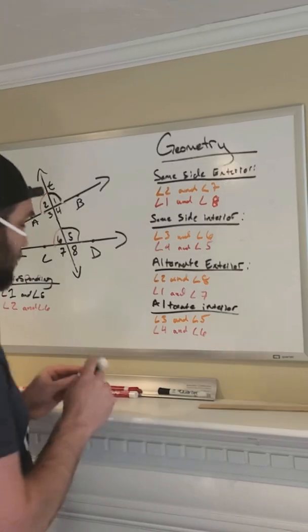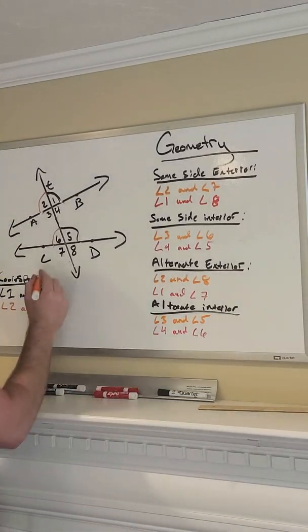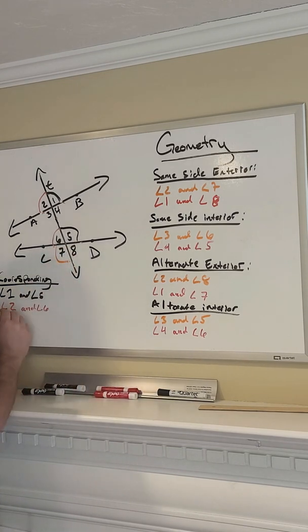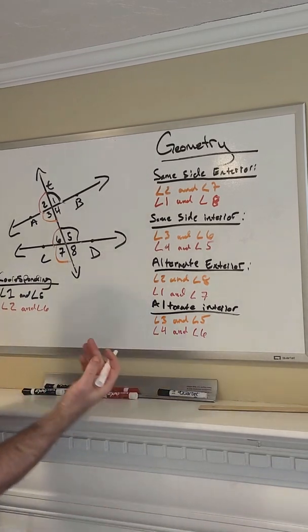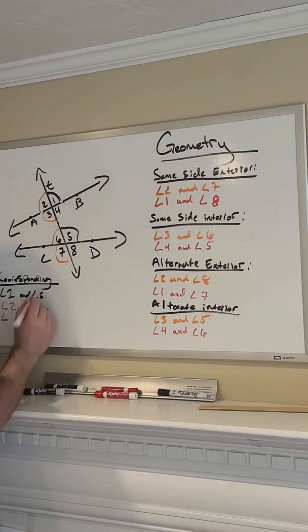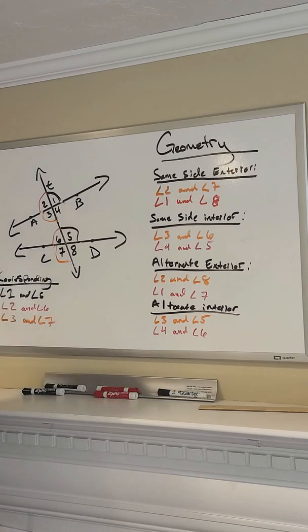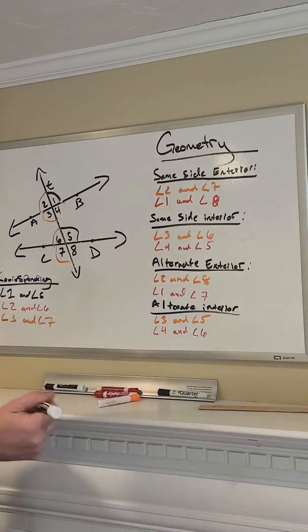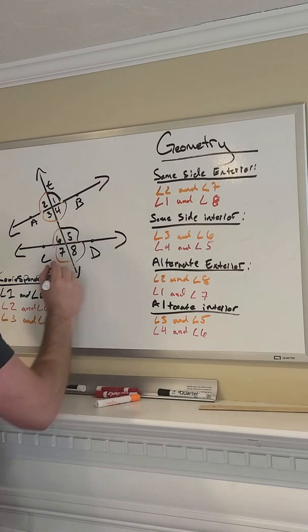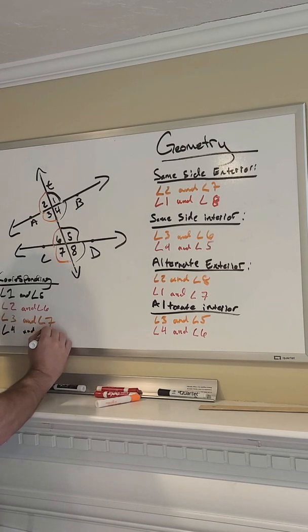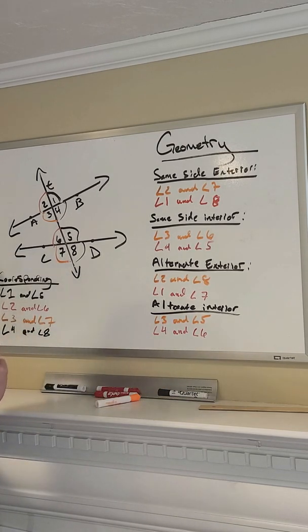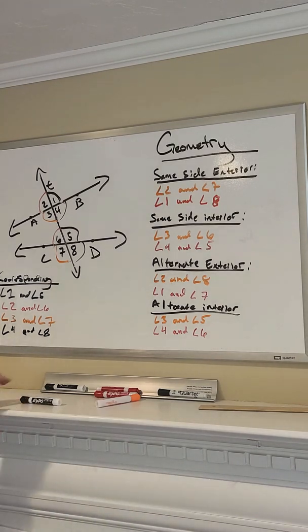Each one of these angles has a corresponding angle. So I'm going to come on over here. 7 corresponds with 3, or 3 corresponds with 7, however you would like to say it. So angle 3 and angle 7. And then finally, what's left is 4 and 8. So angle 4 and angle 8. All right.